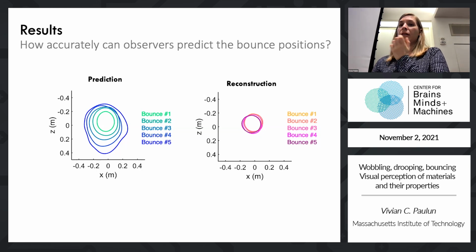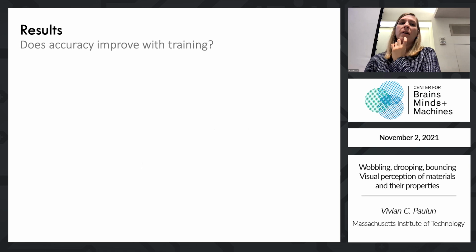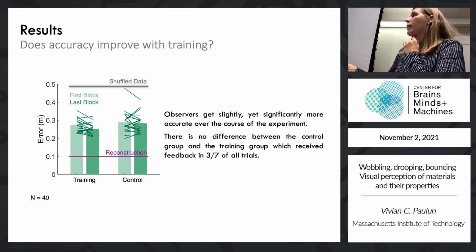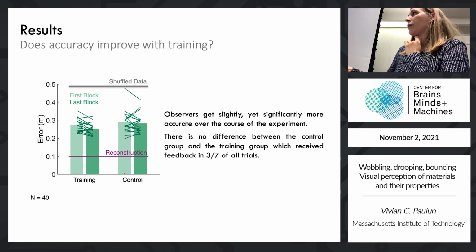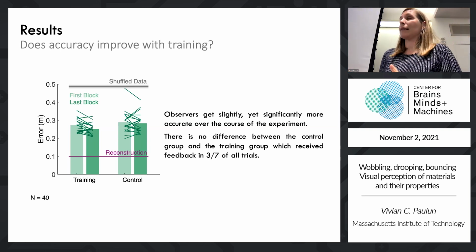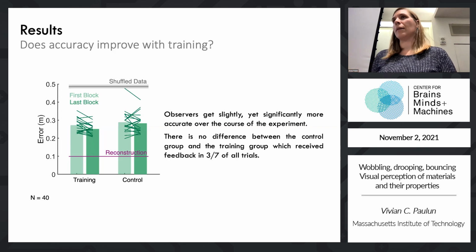Okay, so does accuracy improve with training? To answer this question, we compared the error in the first block in light green compared to the last block for the training group and for the control group. And what we found is that overall participants get slightly but significantly better over time, but there is no difference between the two groups. So it seems like they use the knowledge or strategies that they have acquired outside the lab, and they probably only get slightly better because they know how to move the mouse in this 3D world.